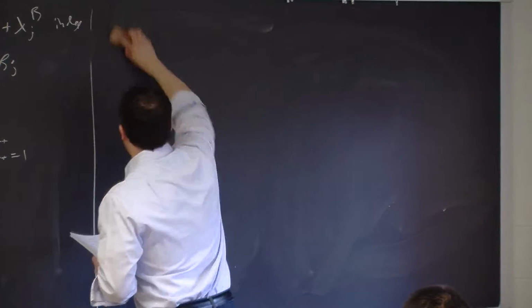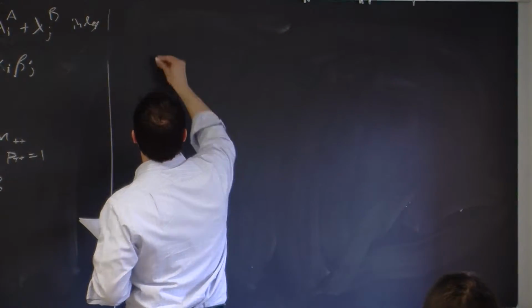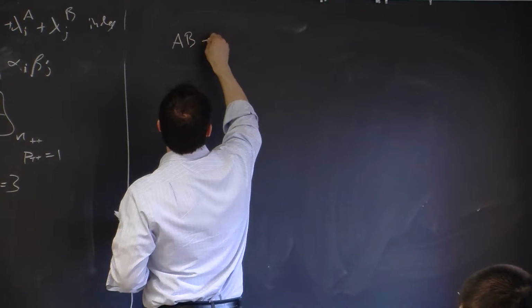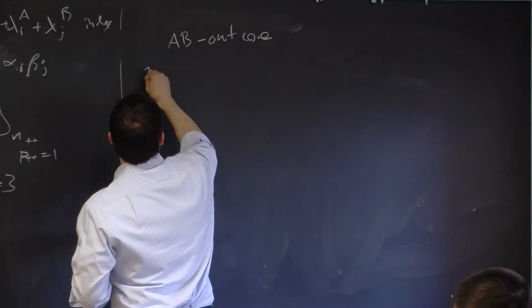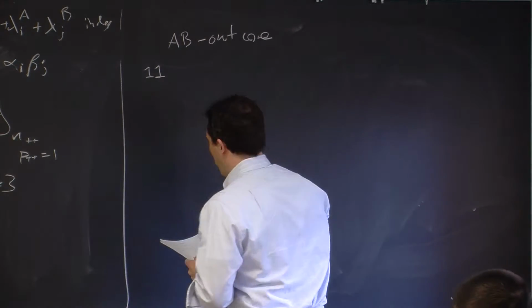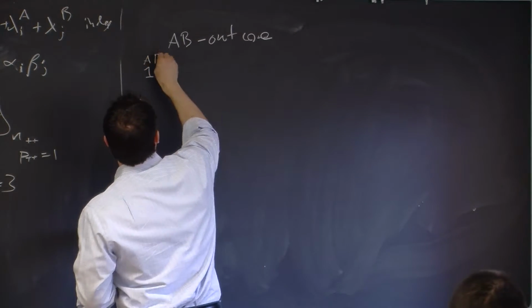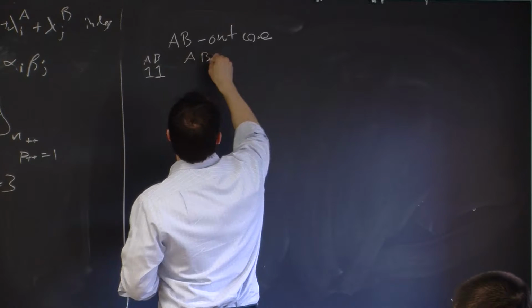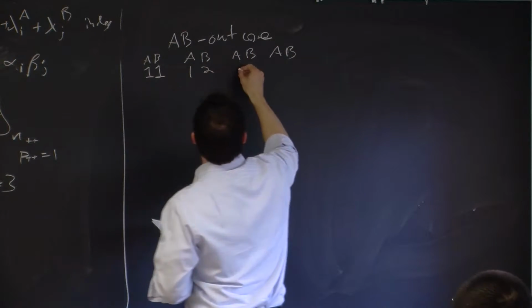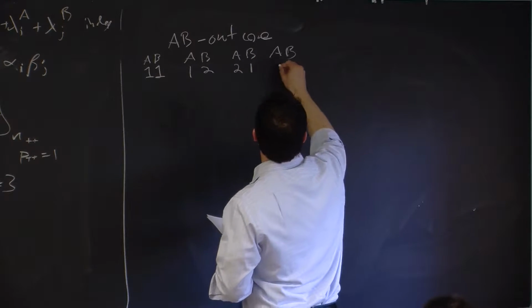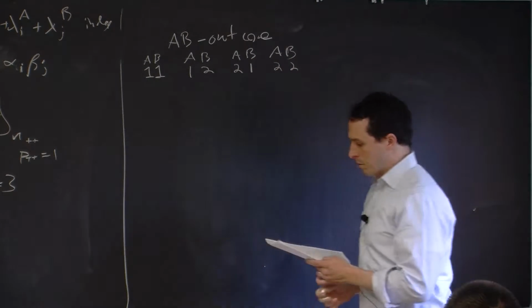So let me draw one of these matrices. Let's say we have these 2 variables, A and B. What is their outcome? Suppose they only take 2 states, so they could both be 1. So A could be 1 and B could be 1. A could be 1 and B could be 2. A could be 2 and B could be 1. A could be 2 and B could be 2.